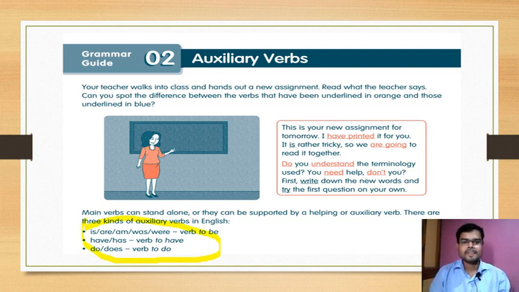Next one is have and has. We have completed our homework. So in the sentence, we have completed our homework, we is the subject and have is nothing but the auxiliary verb. And the last one, do, does. We are going to check their usage one by one.